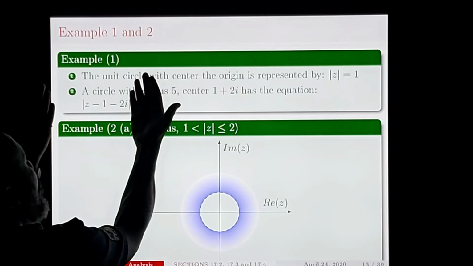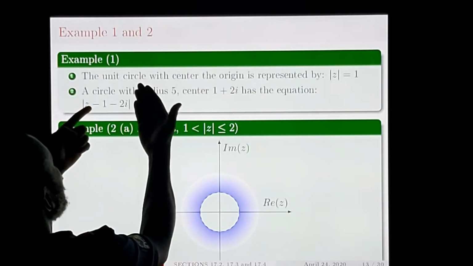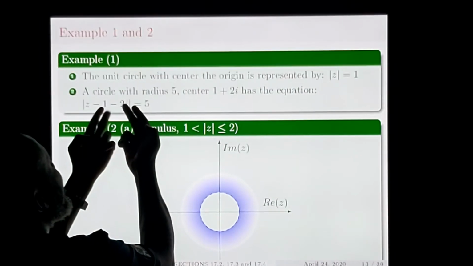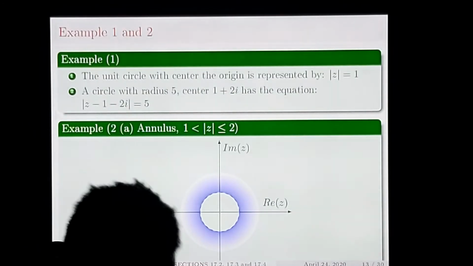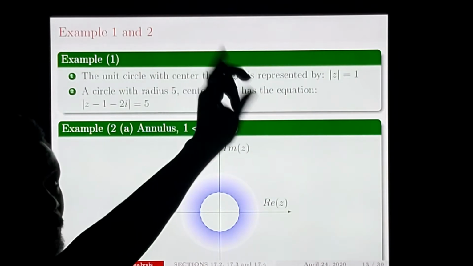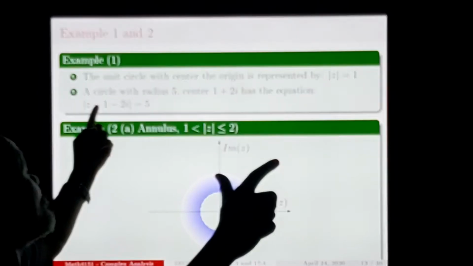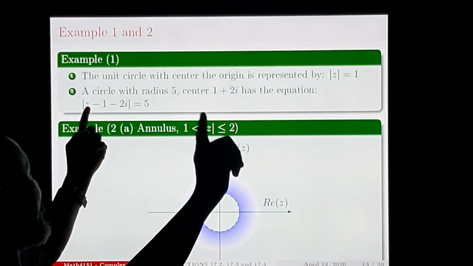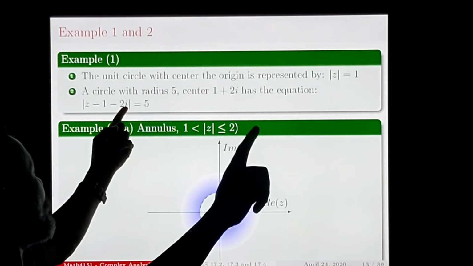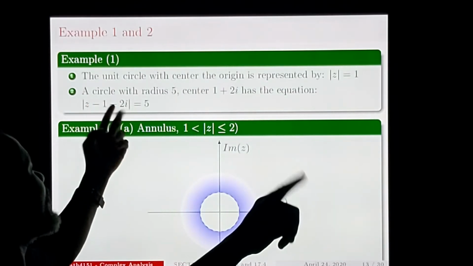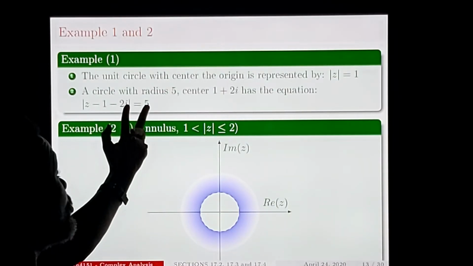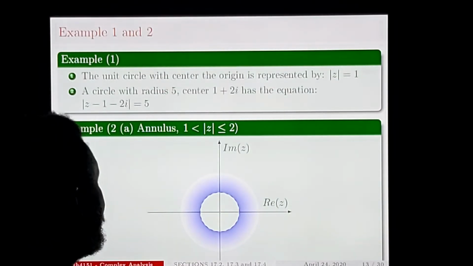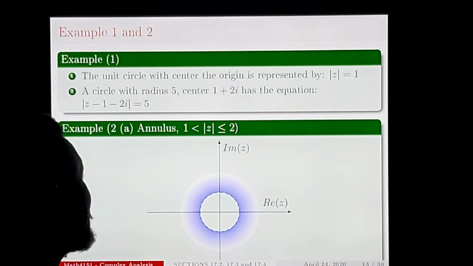So, by definition, how would you look at this? You just say it's z minus, in brackets, 1 plus 2i. 1 plus 2i would be the center of the circle. If you want, you can use z equals x plus iy, and then you write x plus iy minus 1 minus 2i. You group the real and the imaginary. You will end up with the equation of a circle whose radius is 5. Is that correct? Yes.